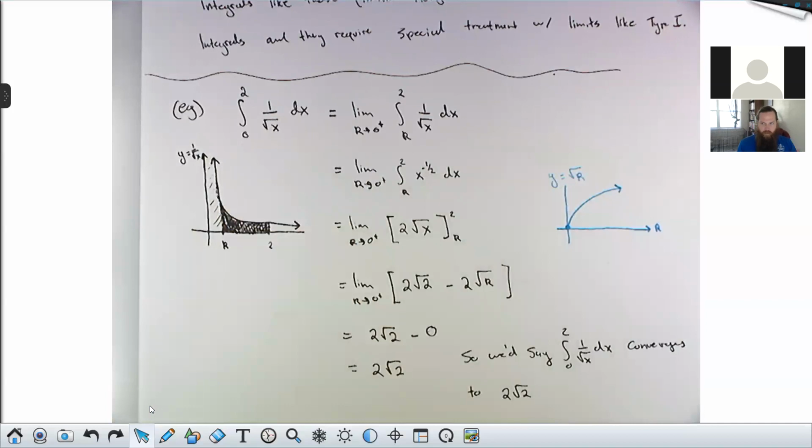The rules for converge and diverge are the same. If the area is finite, the integral converges. If the area is infinite or doesn't exist for whatever reason, then the integral diverges. So with this in mind, let's revisit the problem we just looked at.